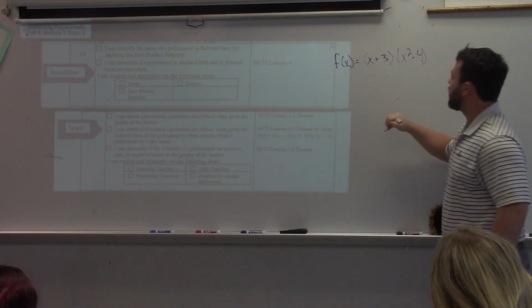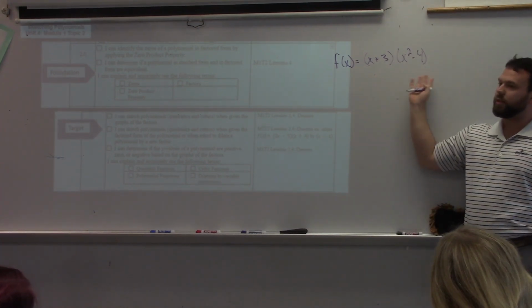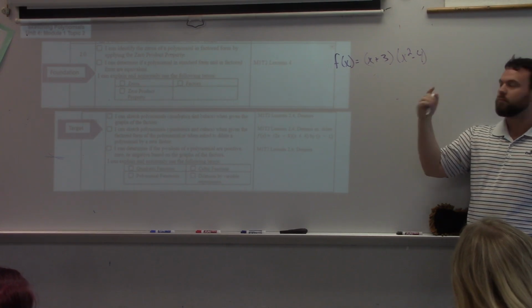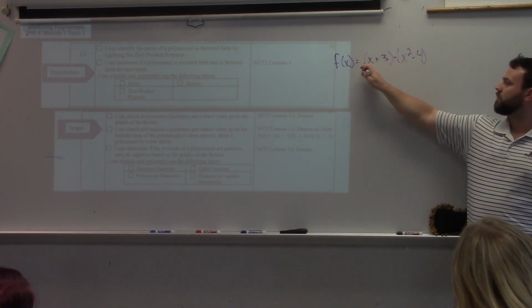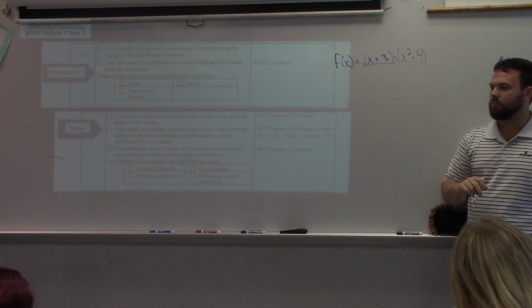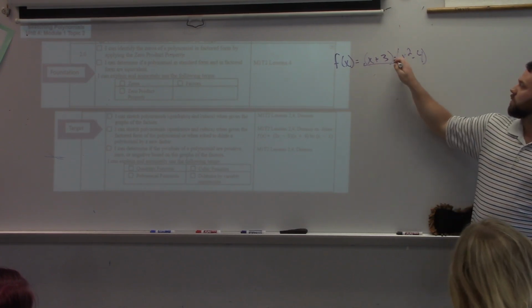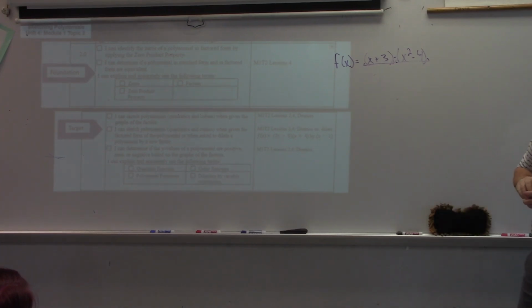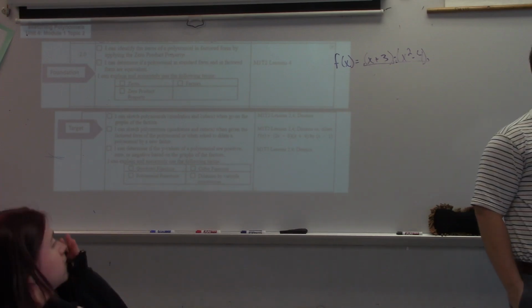Hopefully, we recognize the factors in this equation. What's one of my factors in this equation? So x plus 3 is a factor. What else? x squared minus 4 is a factor. And what we want to be able to do is use those factors to actually sketch what the function f of x looks like.